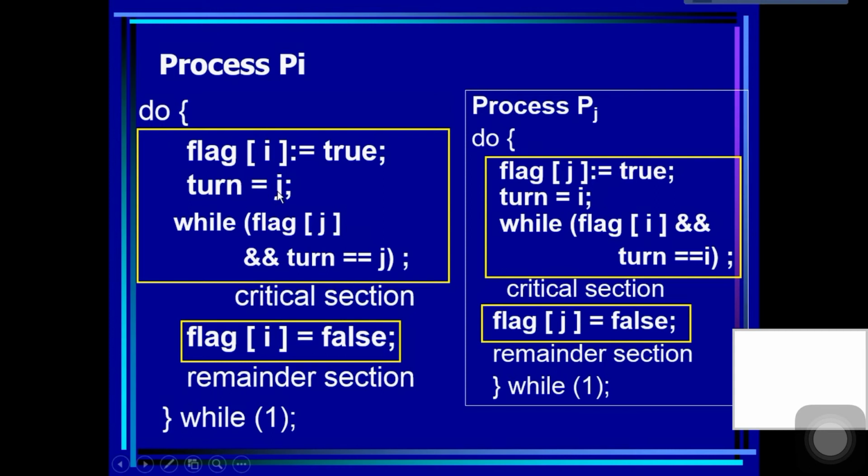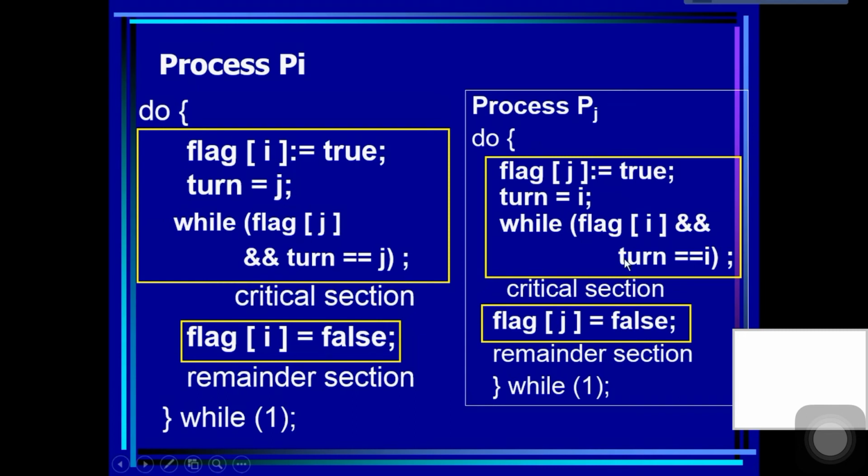Process Pi first sets flag i to be true. That means Pi is ready to enter its critical section, and it sets turn to the value j. That means it's the turn for process Pj to enter its critical section.